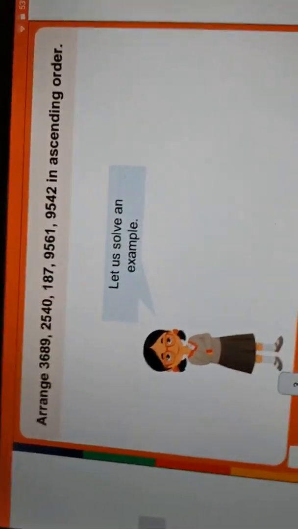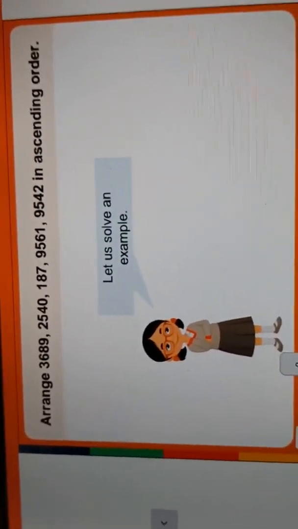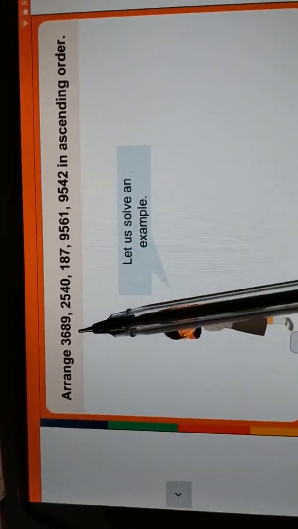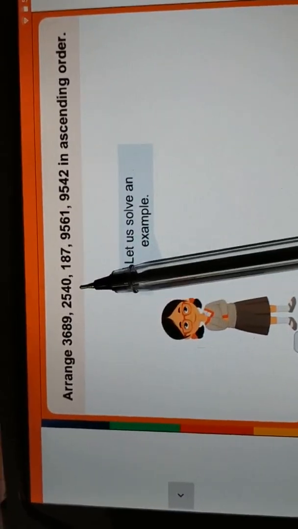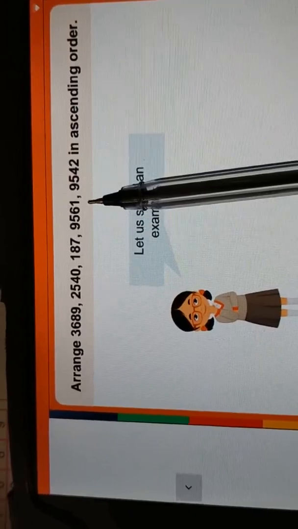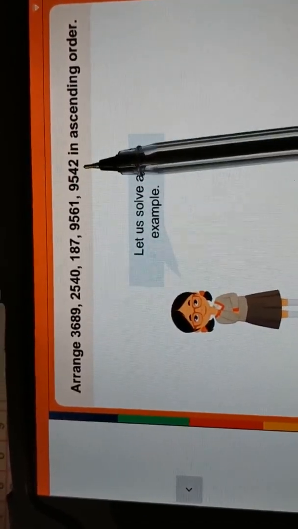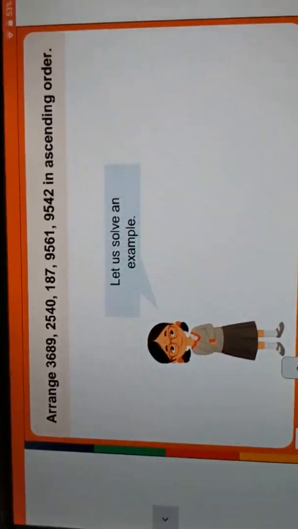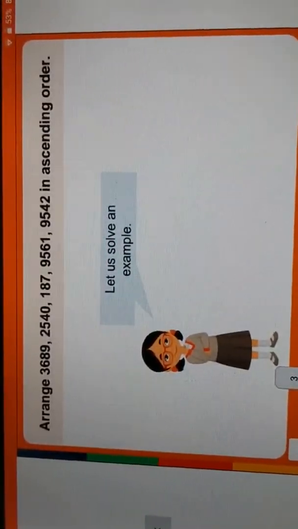Okay, so let's solve an example. Here, arrange 3689, 2540, 187, 9561, 9542 in ascending order. We have to arrange this in the ascending order. How will we arrange in the ascending order?